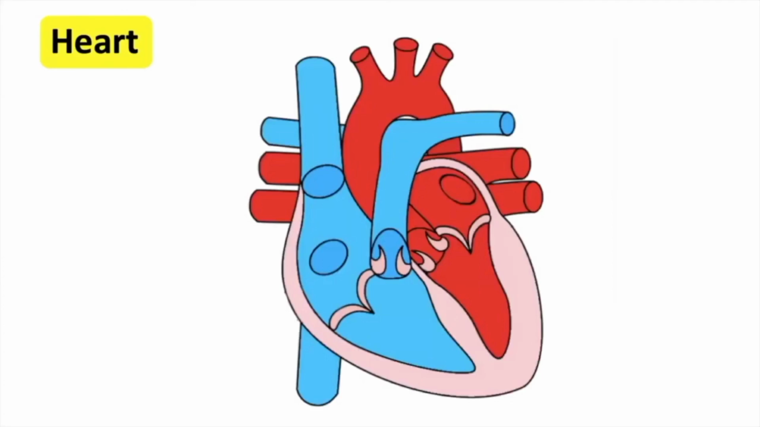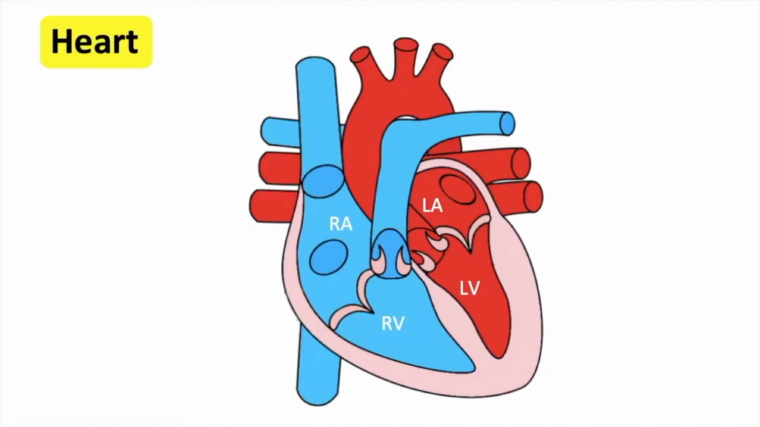The heart has four chambers. The small upper chambers are called atria, and the lower chambers are called ventricles. So here, right atrium, left atrium, right ventricle, left ventricle.